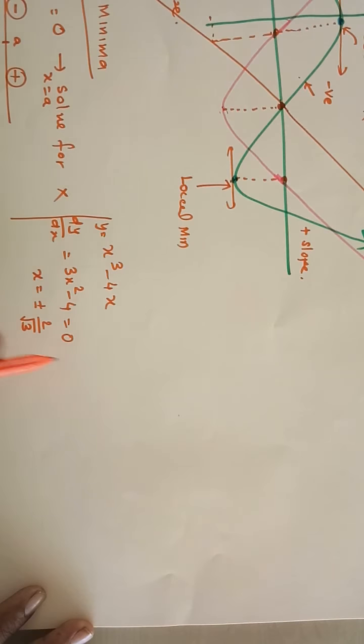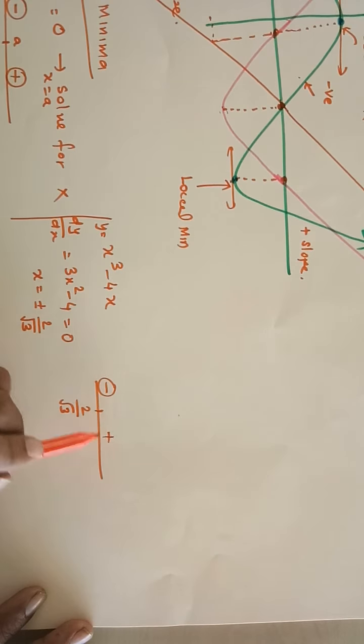When the derivative equals 0, we got x as 2 by root 3. Let us take a point on this side, maybe 0. If I take 0, the derivative is negative. If I take the other side of 2 by root 3, let's say positive 2, then 3 into 2 square is 12, and 12 minus 4 is going to be 8. So here it's positive. So this will be a point of minima.